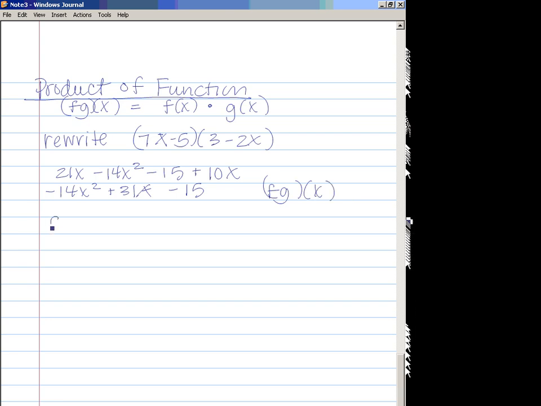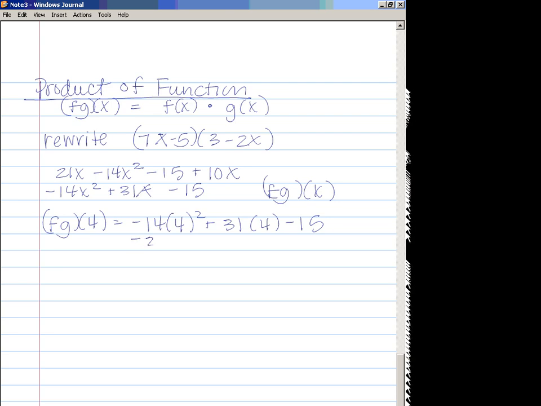Then to evaluate one step further, we would replace x with 4. So this gives us negative 224 plus 124 minus 15, which evaluates down to negative 115. Notice, I am evaluating after rewriting. I'm not evaluating before I rewrite the functions. I always rewrite to get my simplified function, then I evaluate.